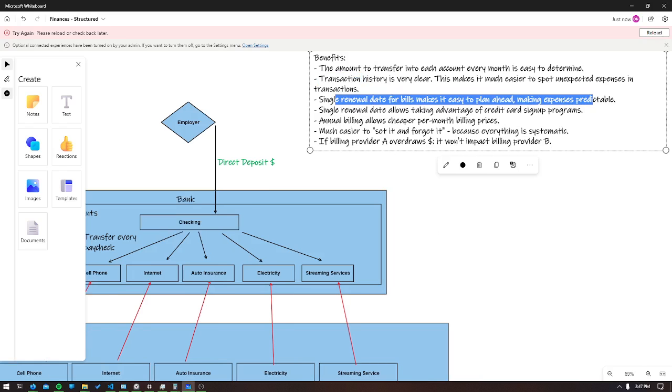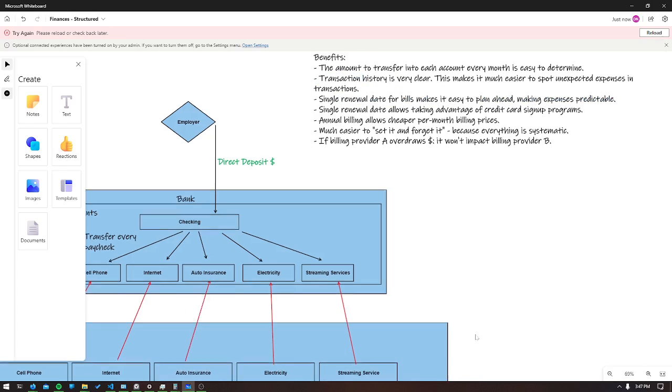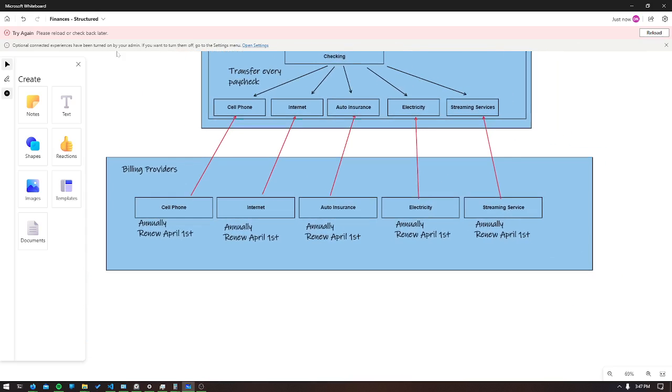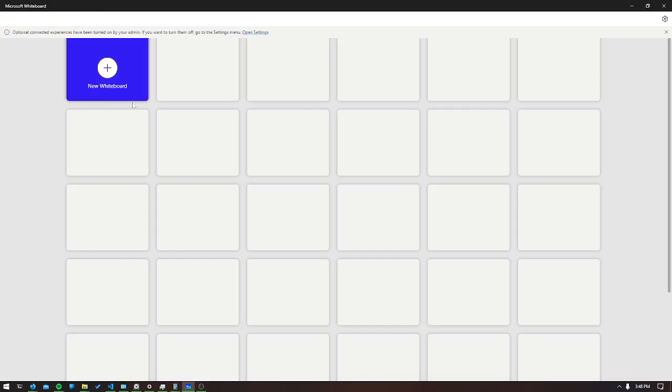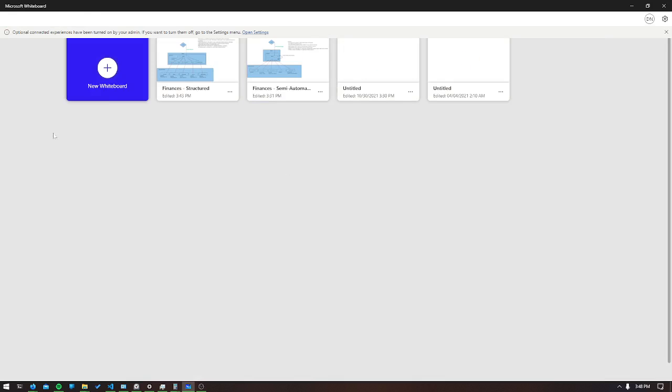The single renewal date is going to make things really nice. So let's compare. I have, and we're just showing 5 bills here. This could easily be 10, 15, 20 bills, or maybe that's going a little bit extreme, but however many bills you have, all of them here renew on April 1st.